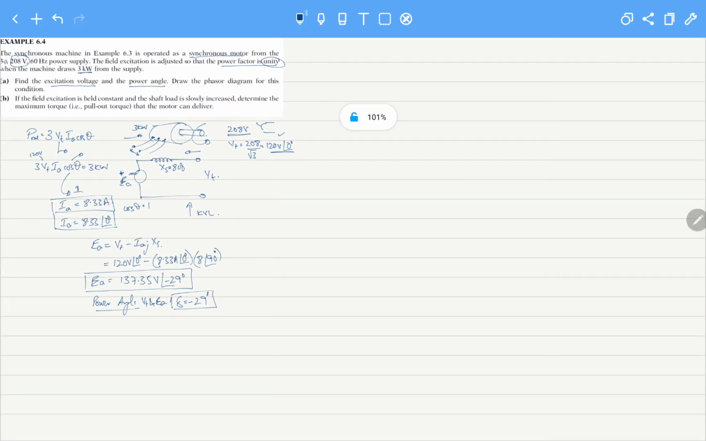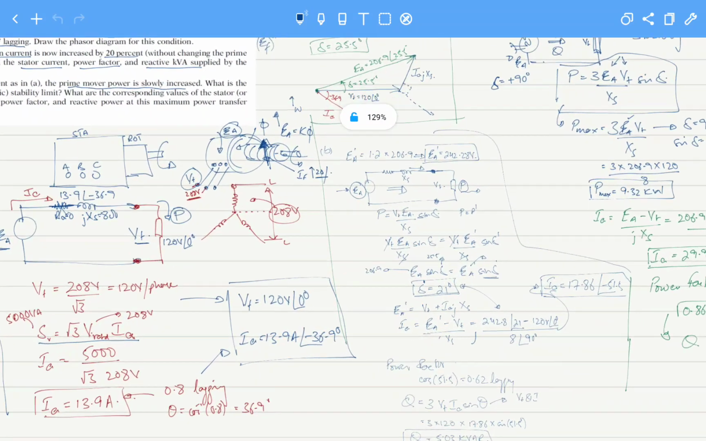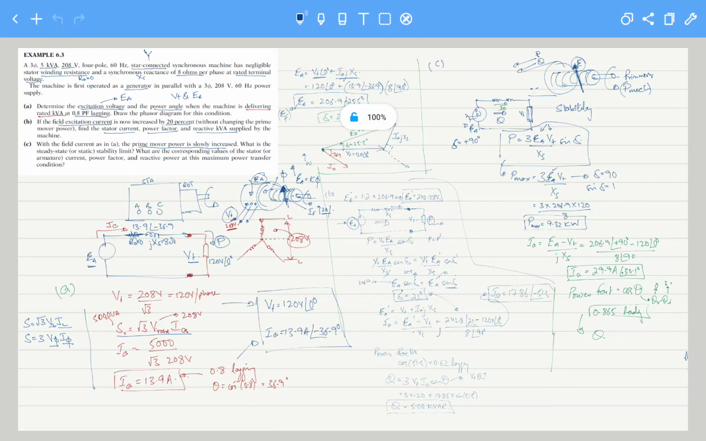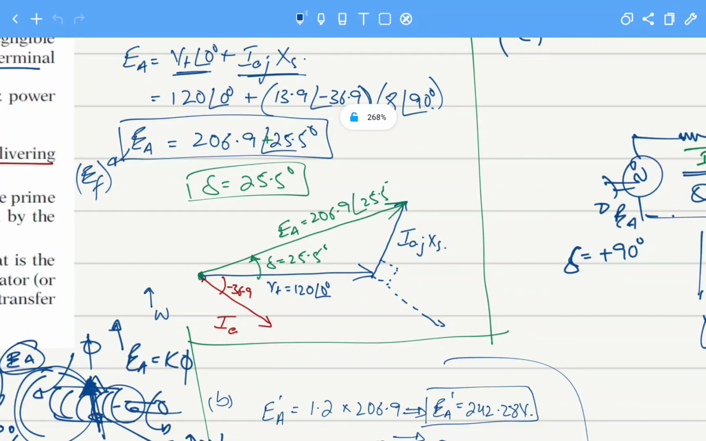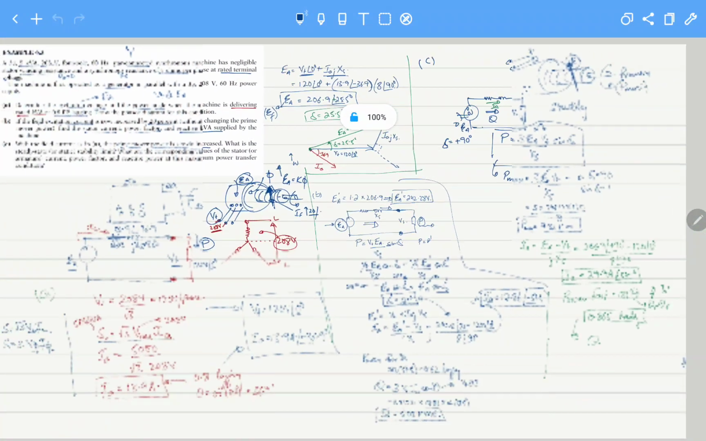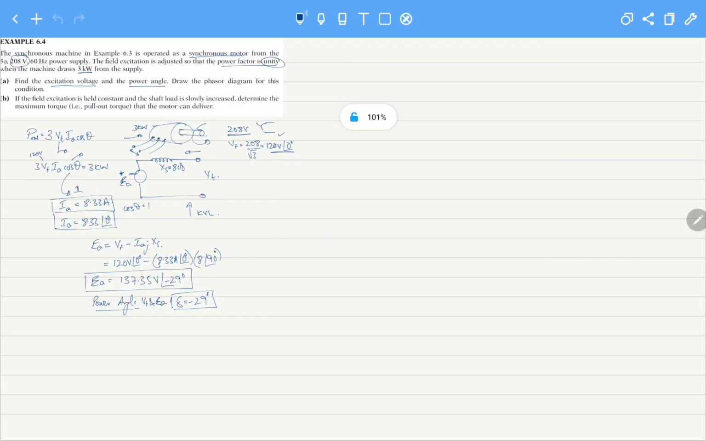Let's see in the previous example, if we can find the power angle, here it is, when the machine was acting as a generator. Now the machine is acting as a motor, so the power angle is negative, and if we want to draw the phasor diagram, it can be drawn. This is, for example, our VT, angle is 0, and the angle for the current is also 0 because the power factor is unity, so they are in phase.